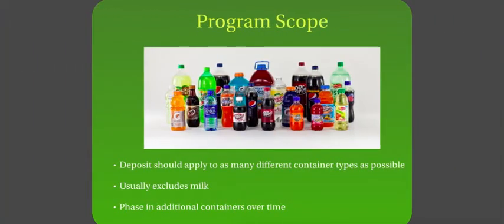Program scope. The long-term effectiveness of the program relies on applying the deposit to as many container types as possible. The deposit should apply to all containers like water, soft drinks, juices, beer, sports drinks, but usually exclude milk. The program should allow for a phased-in approach of additional containers over time.